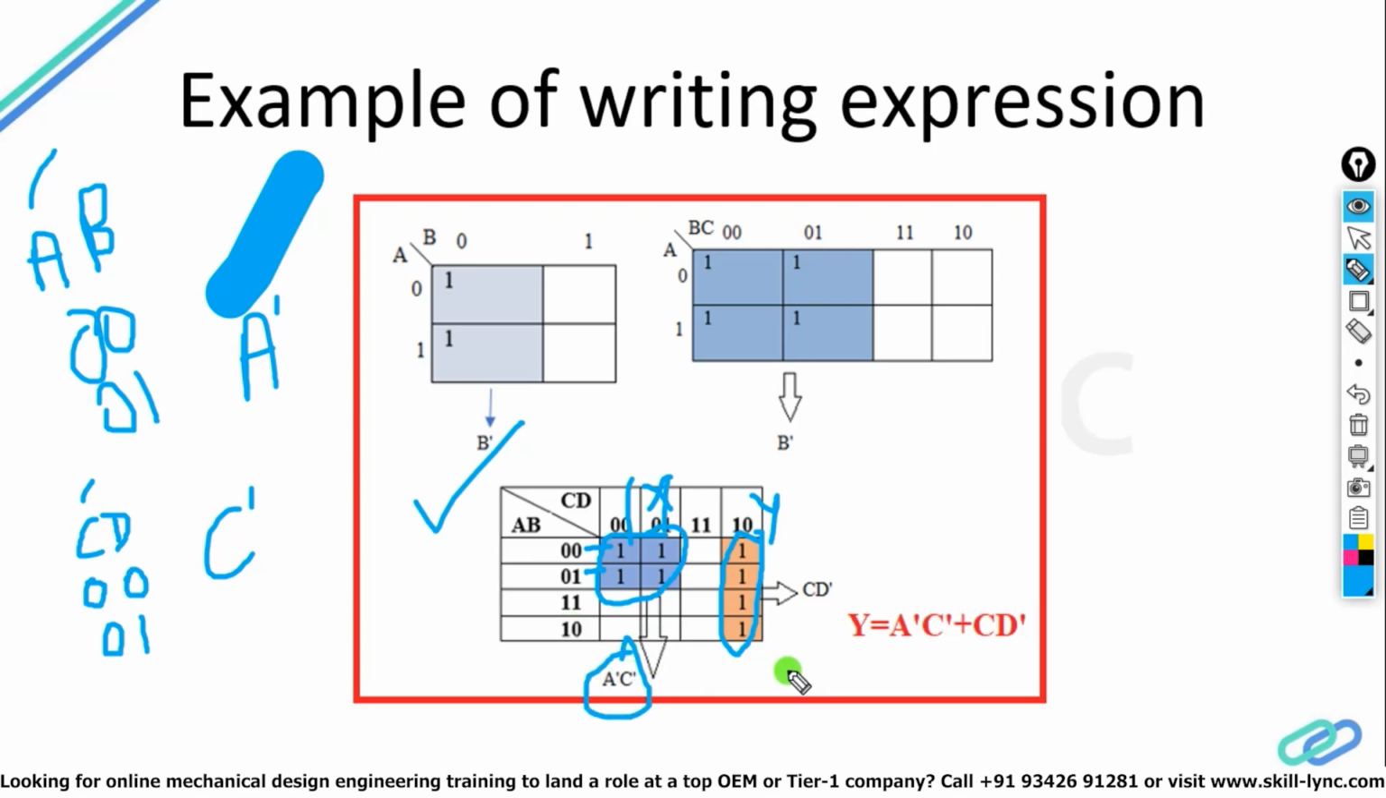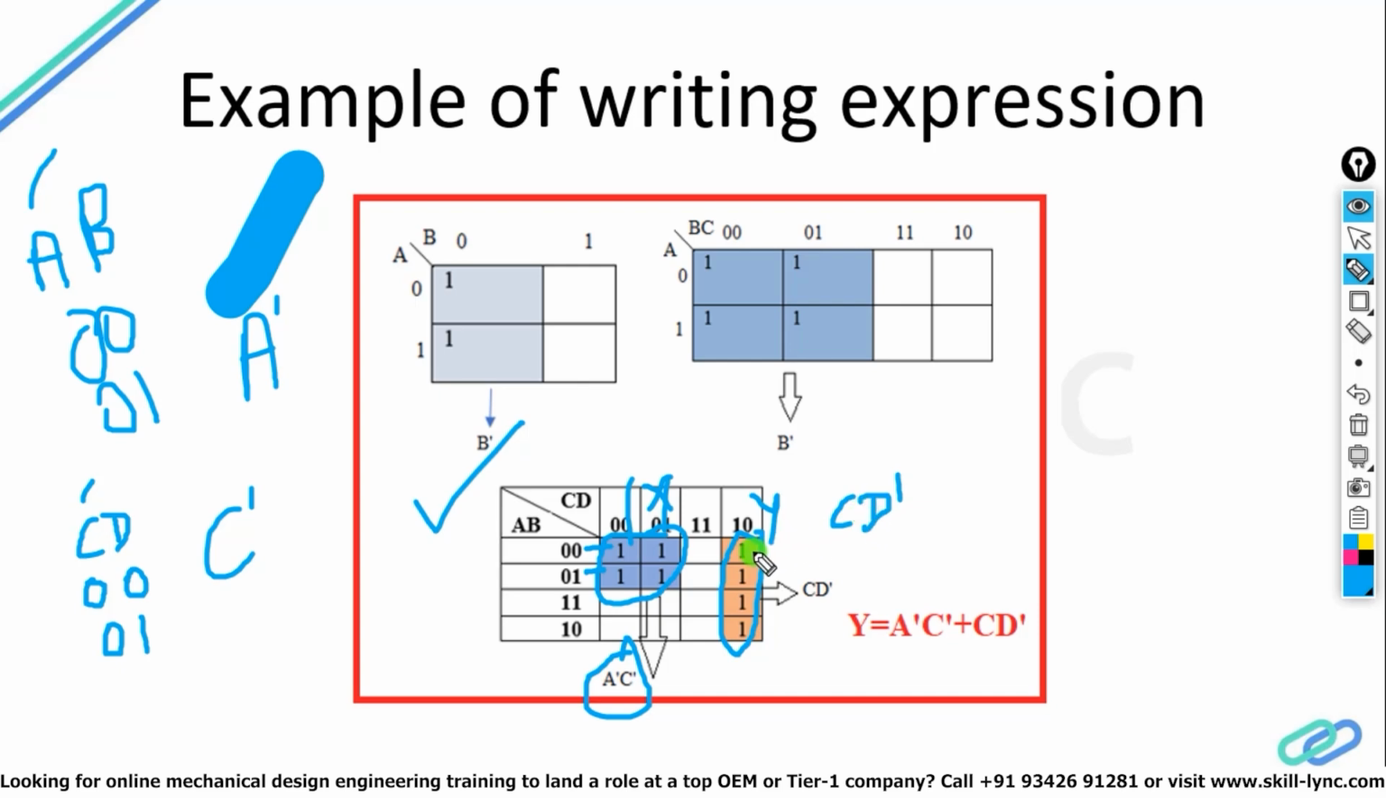Okay, but the question is still not completed. Why is the question still not completed? Because we have to write the expression for this group also. So how can you write the expression for this? Here all the 4 ones correspond to 1, 0. 1, 0 means C D bar.